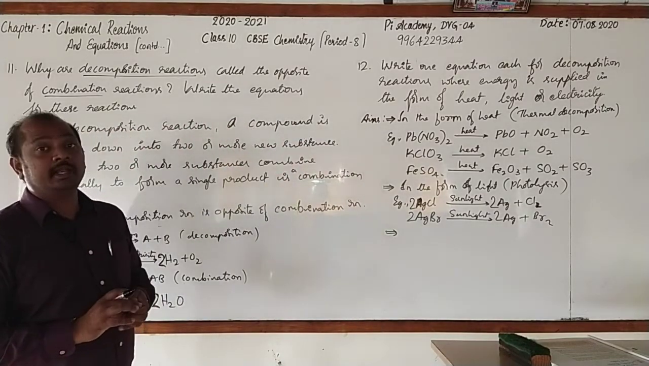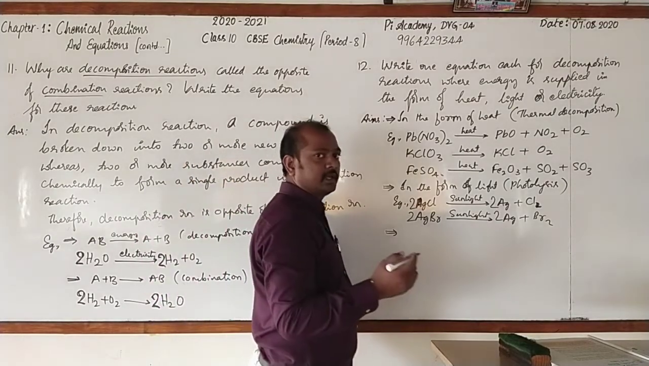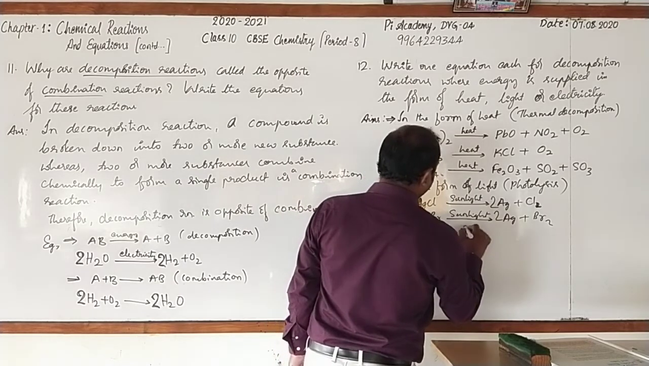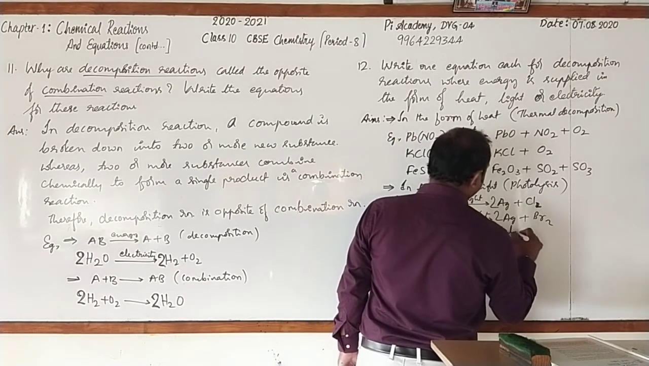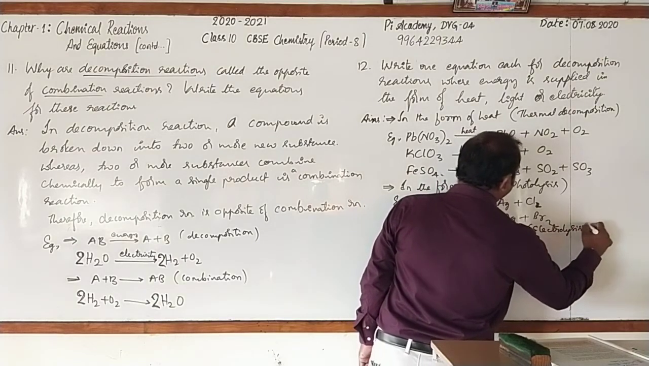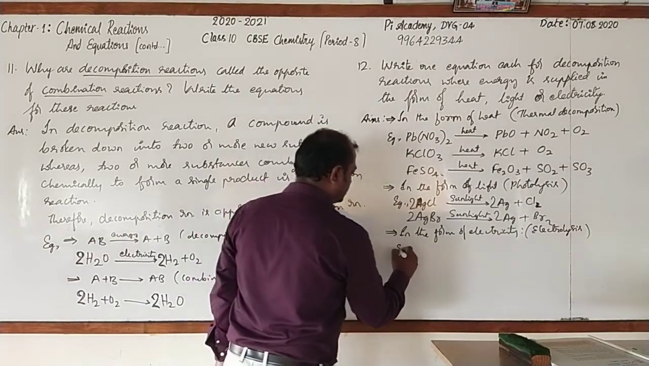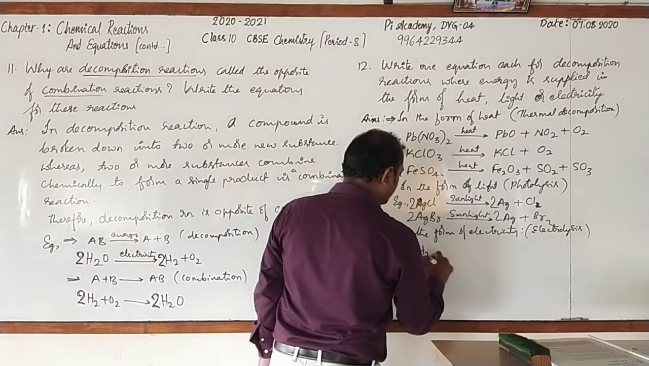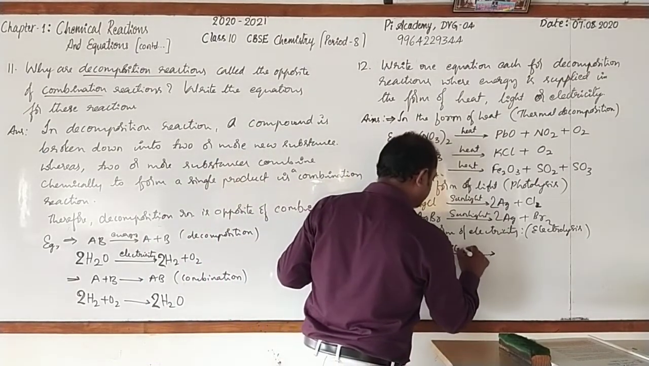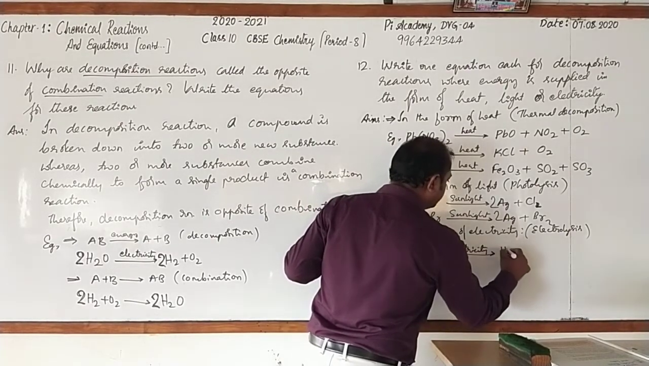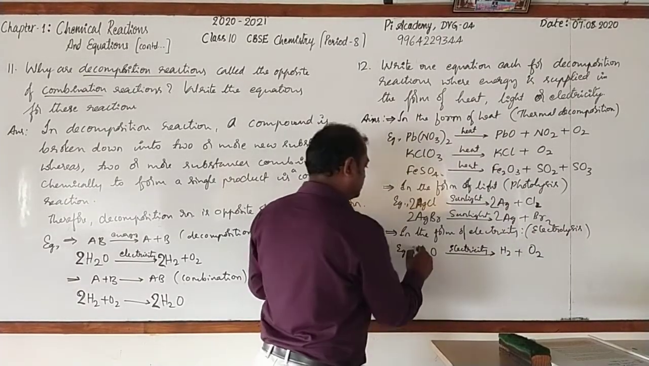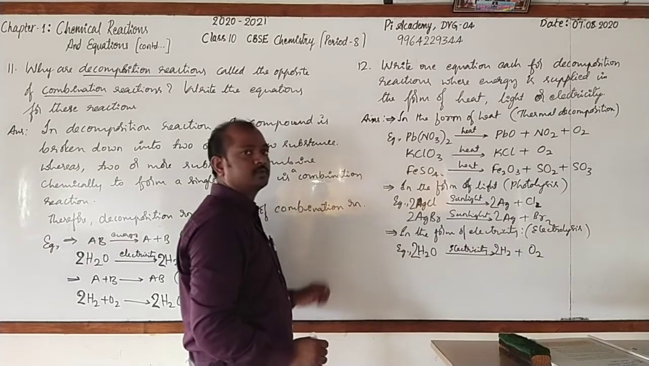In the form of electricity, that is, the decomposition reaction is carried out by passing electricity. In the form of electrical energy, it is electrolysis. And an example is H2O. In acidified water, if electricity is supplied, it gets split up into hydrogen and oxygen. Right? It is 2H2O giving 2H2 plus O2.